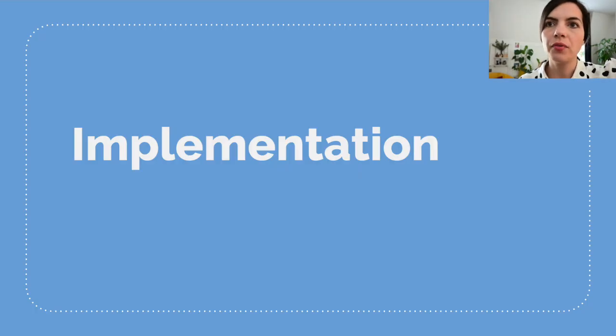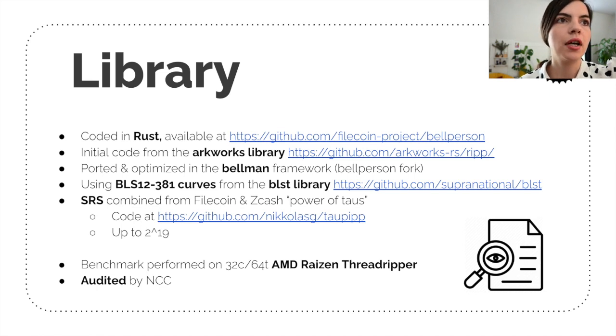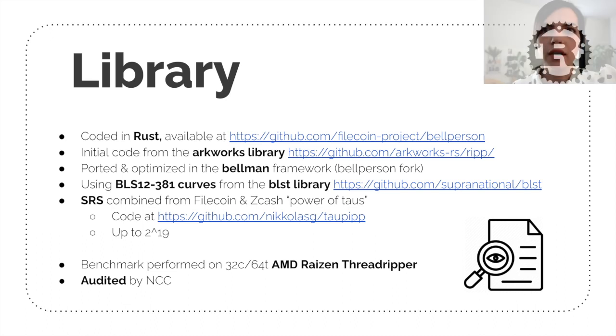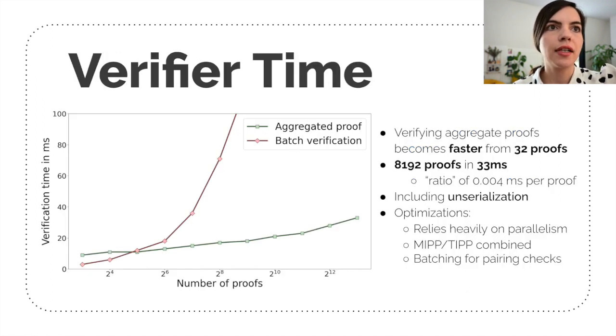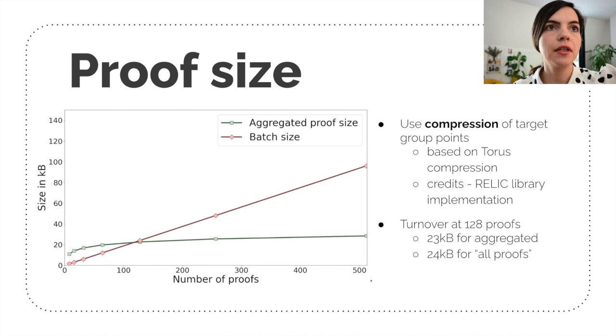Great. So we have an implementation for this, and the library is in Rust. We also combined the two libraries for the powers of tau, the setup we needed, and we use BLS12 curves. This demonstrates that verifier time pays off starting at 2 to the 5 proofs to aggregate, compared to the batch verifications. And this is a logarithmic increase in performance, so it's really better than the batching verification increasing.